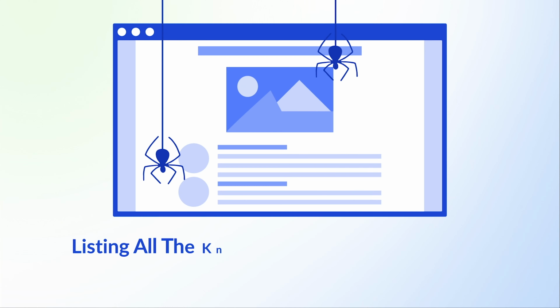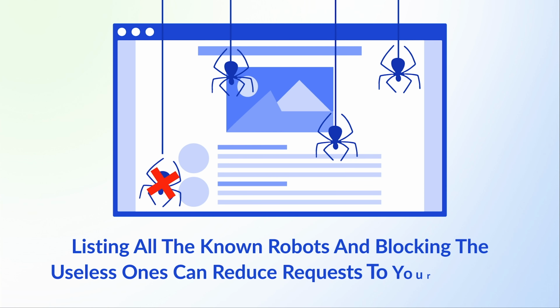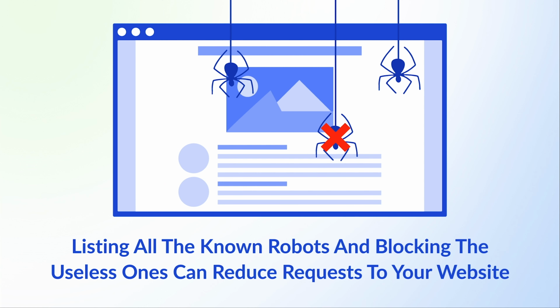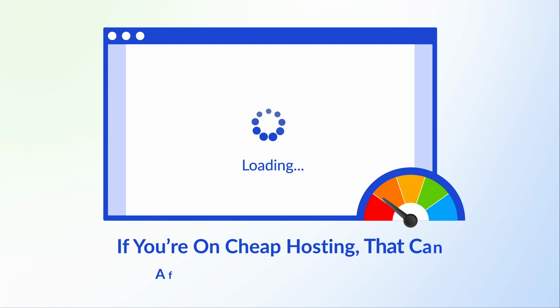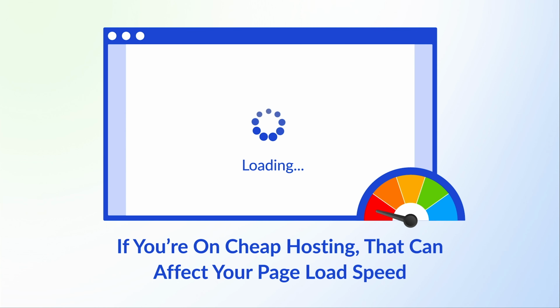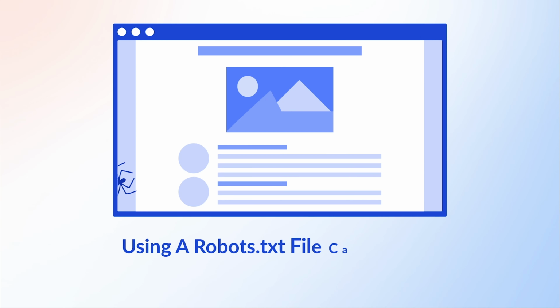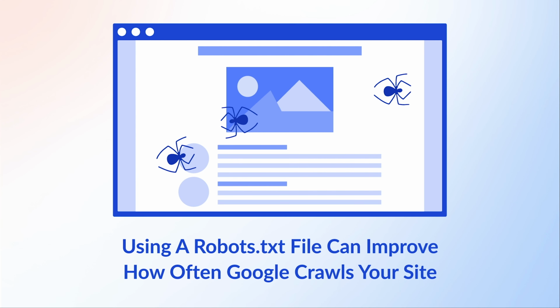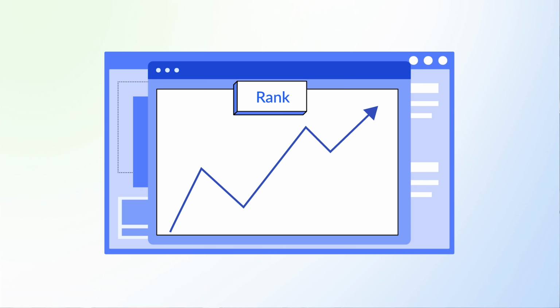The two main reasons you should be using a Robots.txt file are as follows. Listing all the known robots and blocking the majority of the useless ones can significantly reduce requests to your website. If you're on cheap hosting, this can make a difference when it comes to load speed. Using a Robots.txt file can actually improve how often Google crawls your site, which can certainly impact your SEO effort.